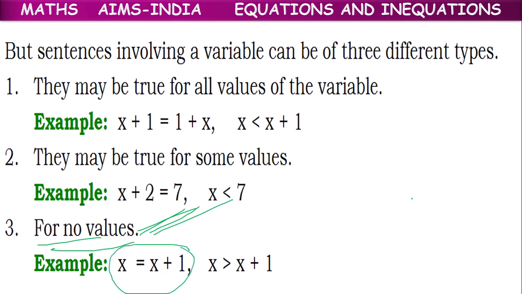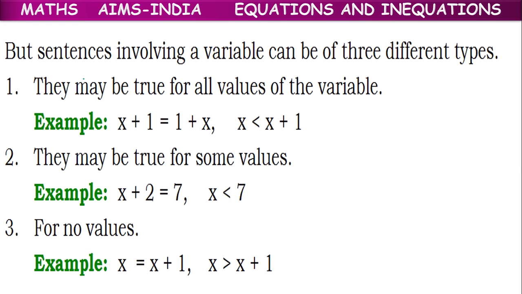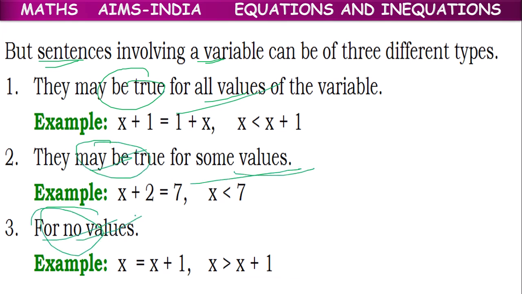So x equal to x plus 1. Suppose if this is one sentence, x equal to x plus 1, which can never be possible. Like this. So if we have variables in the sentences, then we can have three cases. They may be true for all values, they may be true for some values, they may be true for no values. Like that we can divide the sentences with variables into three types.